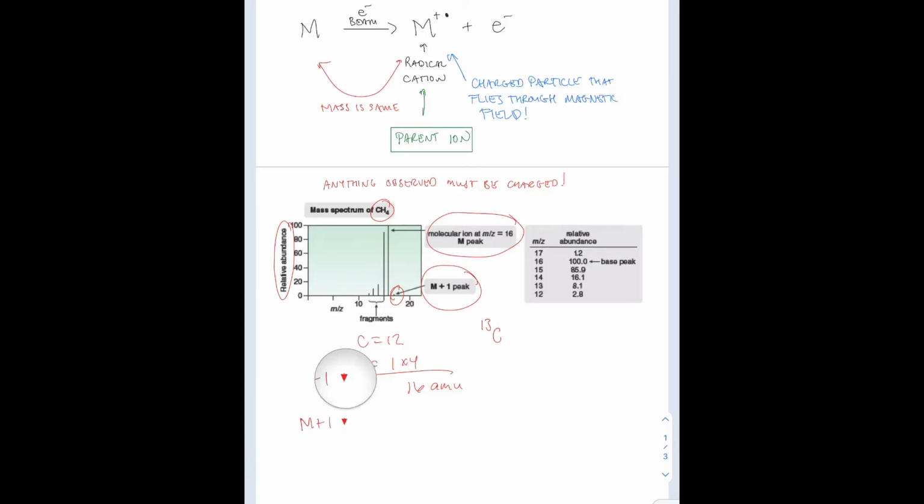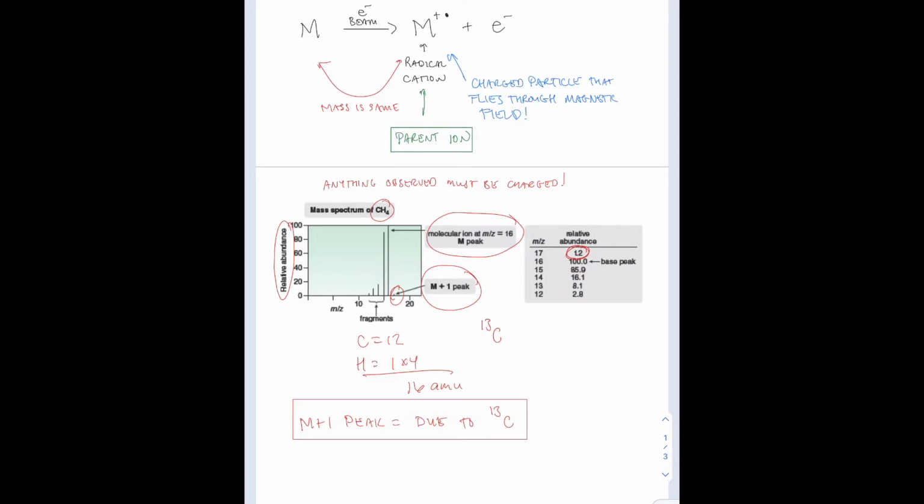Okay, so the M+1 peak in this case is due to the presence of a carbon-13 isotope, due to carbon-13. Okay, and so this is, of course, something important to note and make sure that you're aware of.